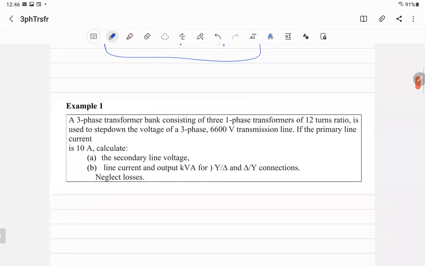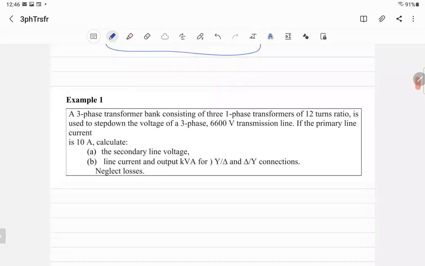Very simple example. A three-phase transformer bank consists of 3 single-phase transformers, 12 turns ratio. And when we say 12 turns ratio, it doesn't mean A. It could be 1 over A. Just say turns ratio is 12, because we don't know the standard of each body. Maybe somebody says turns ratio N1 over N2, somebody will take N2 over N1. But our turns ratio that we agree about is N1 over N2.